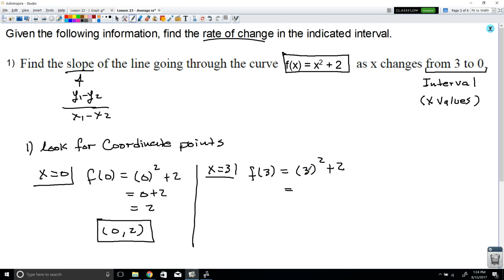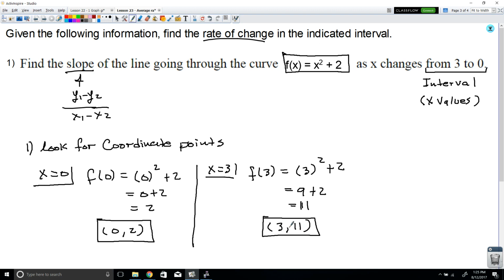Let's just find out what the number is. 3 to the second is 9, plus 2, so now this is going to be 11. What this means is that we're going to have a coordinate point of (3, 11), because when we plug 3 into the function, we obtain an 11. So the x is 3 and the y is 11.